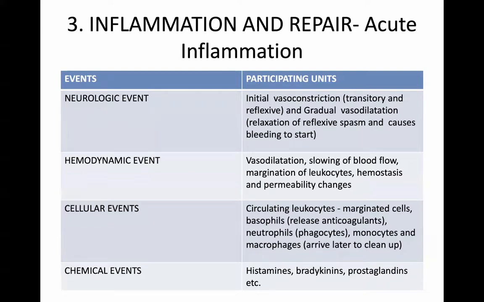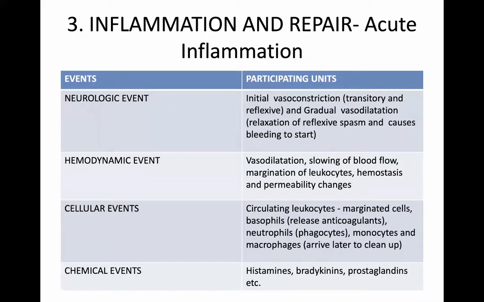The cells that are helping with the hemodynamic event are also involved in cellular events. For example, circulating leukocytes form large cells, right? The basophils release anticoagulants that enable blood flow to be restored. Neutrophils, the phagocytes, take up invading microorganisms and protect the area of injury from infection. Monocytes and macrophages arrive later, when the hemostatic plug has been formed, to ensure that it is shaped properly and the wound is covered, okay?